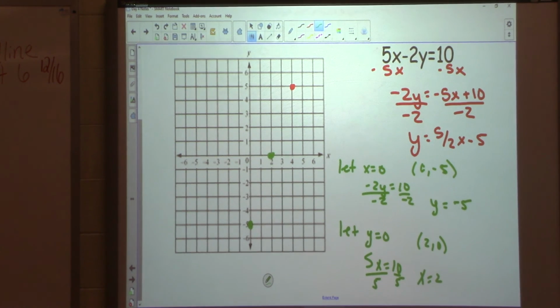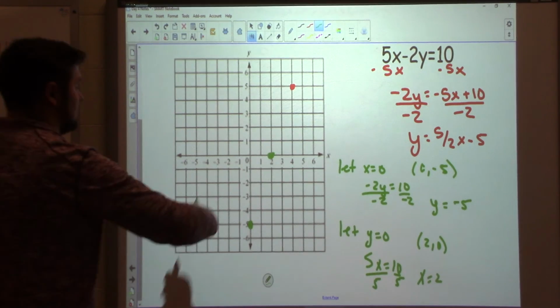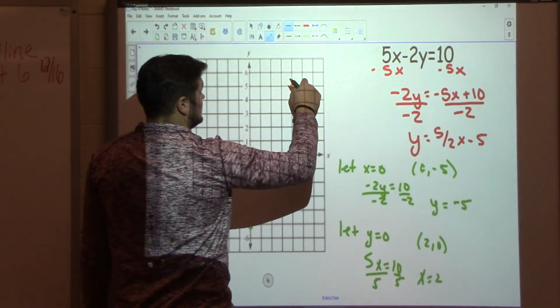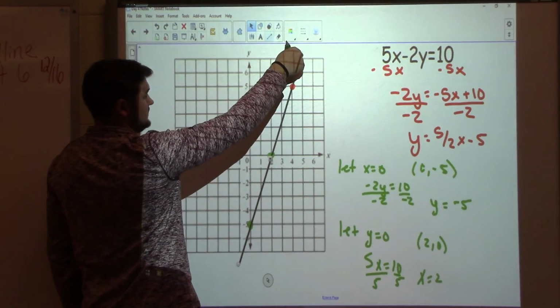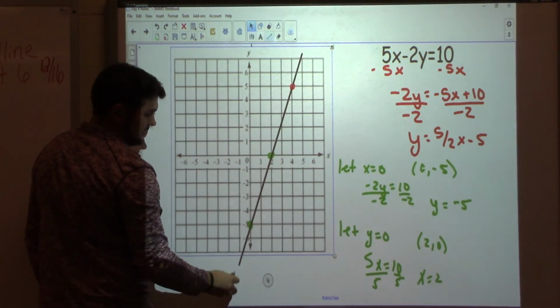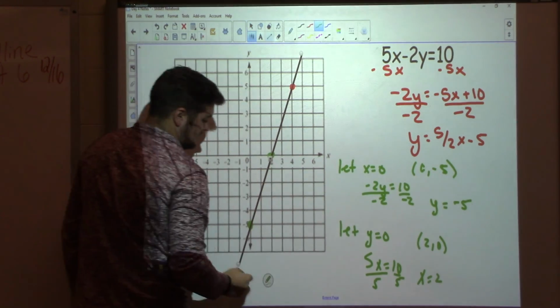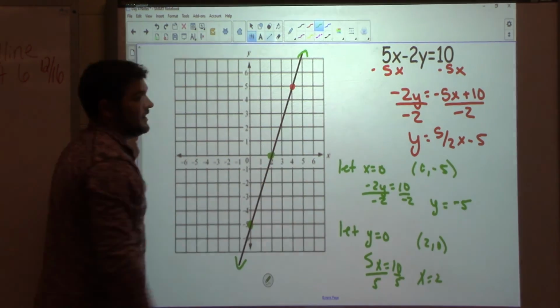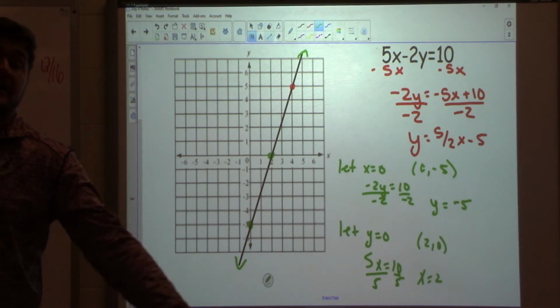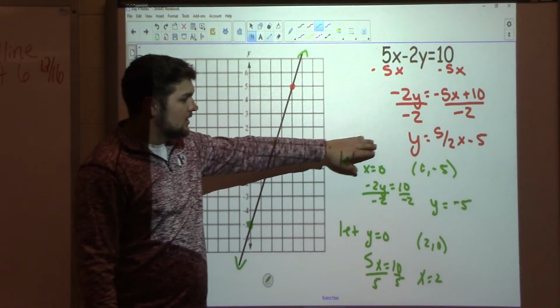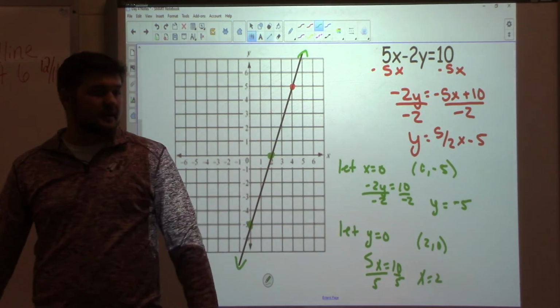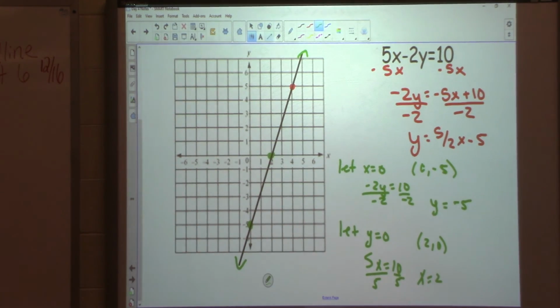Figure out which way you like better and use that. And then draw your line through it. Draw arrows. And you're done. So either way, whether you like to solve for y and get y equals mx plus b, or whether you like to do the cover-up method, you should get the exact same line. Any questions?